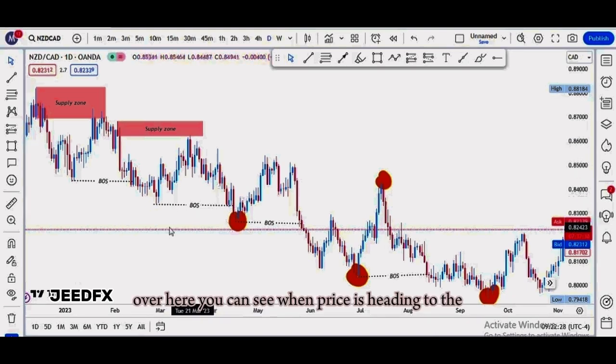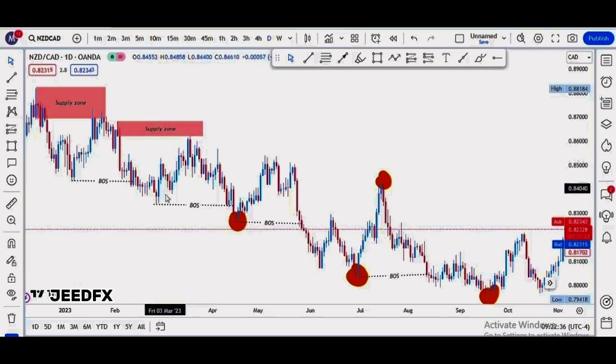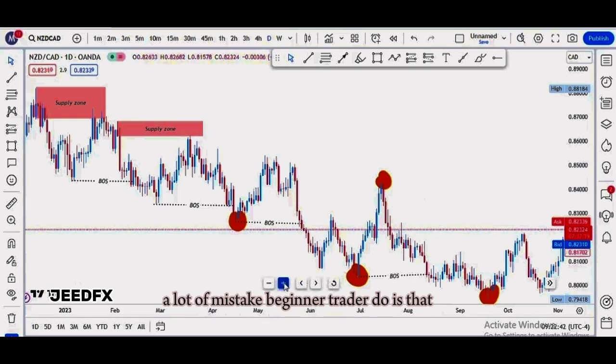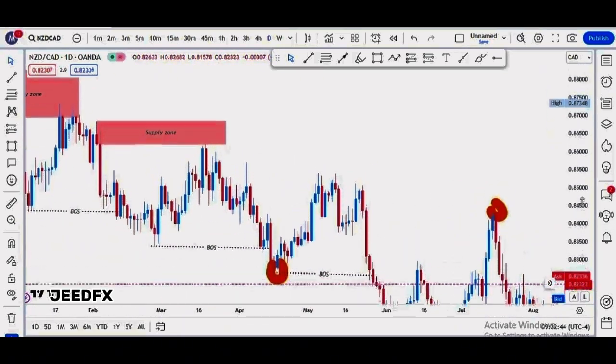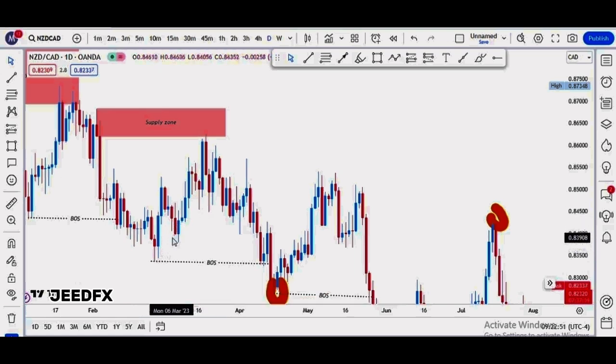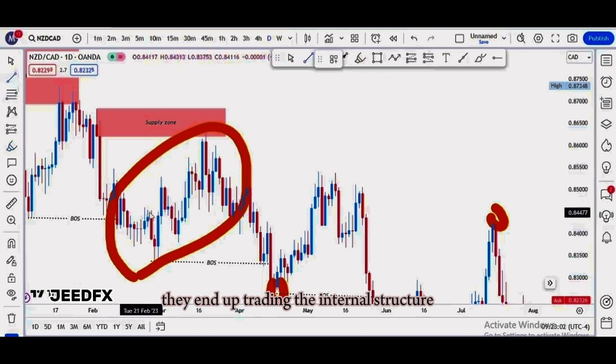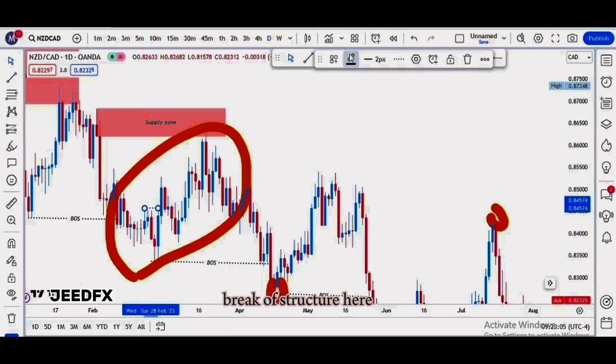Over here, you can see price heading over to the supply zone here. A lot of mistakes beginner traders make is that they go to a lower time frame, thinking the market is moving up. They end up trading the internal structure, break of structure here, break of structure here, and they mark their break of structure there.